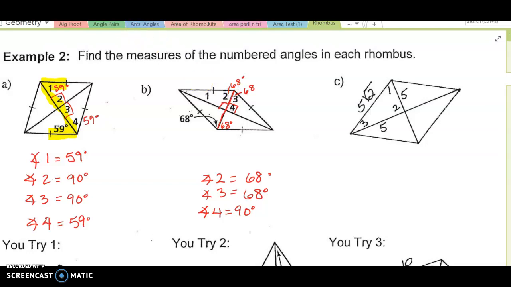Perhaps you're thinking that this is 90, and I've already used up 68 degrees in this yellow triangle. So 180 degrees in this yellow triangle minus the 90 minus the 68 would leave you with about 22 degrees.